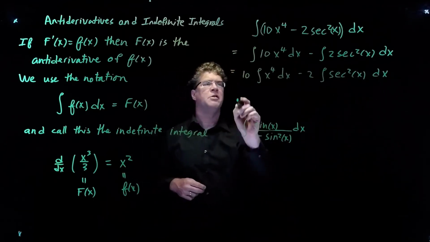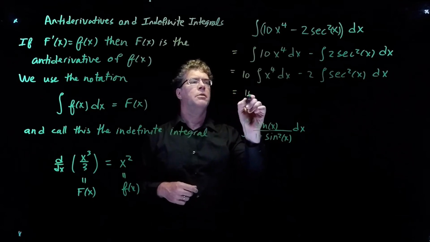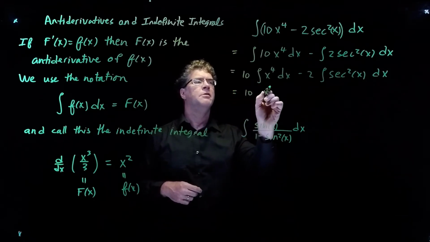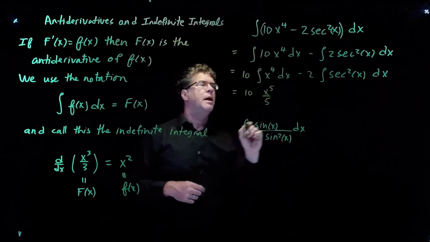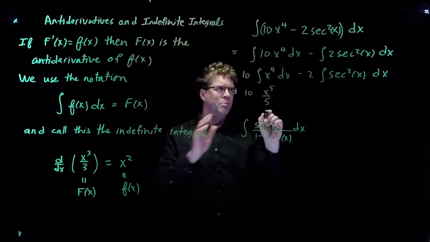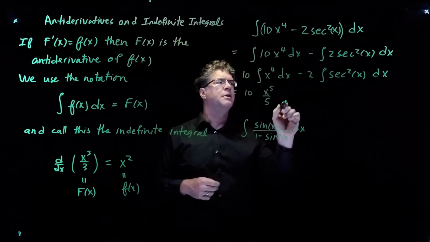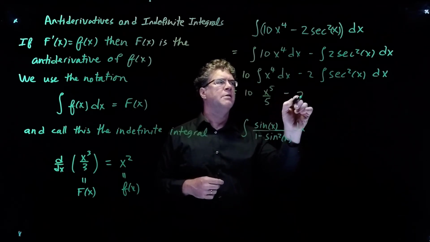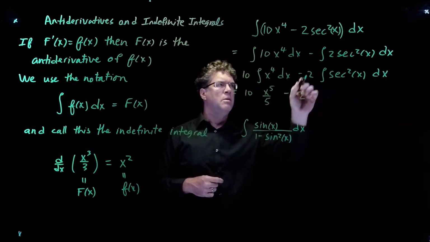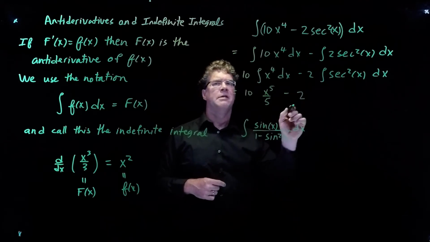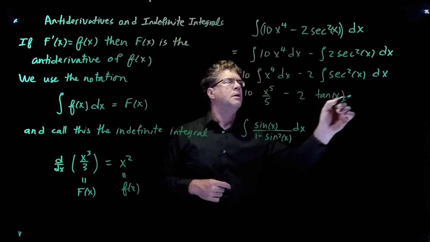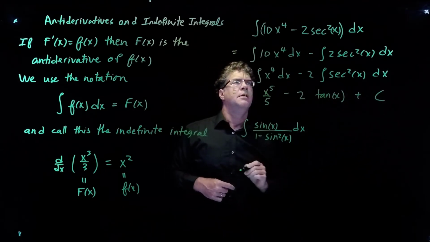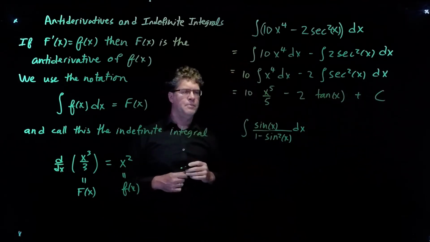And then we can use the power rule on the first term. So that'll be x to the fifth over 5. And we will get a constant, but we'll leave the constant till the end here. And then we have minus 2. And when we integrate secant squared x dx, we get tan of x plus a constant. So that's the indefinite integral there.